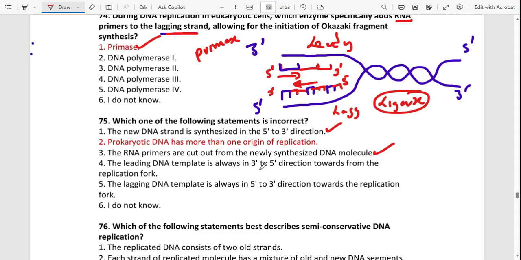Leading DNA template is always 3 prime to 5 prime towards the replication fork. That is true. This is known as a replication fork here. Lagging DNA template is always 5 prime to 3 prime towards the replication fork. That's also true.